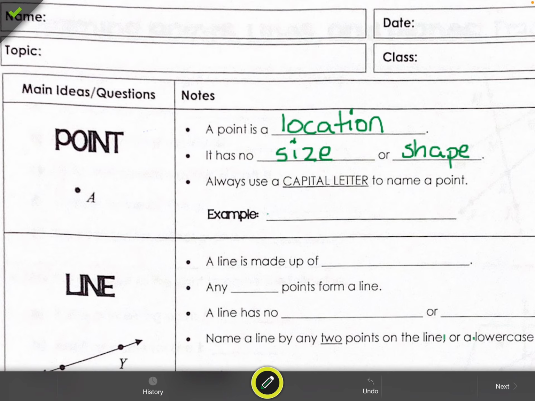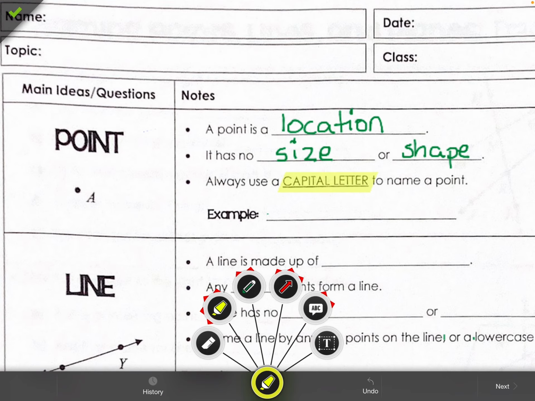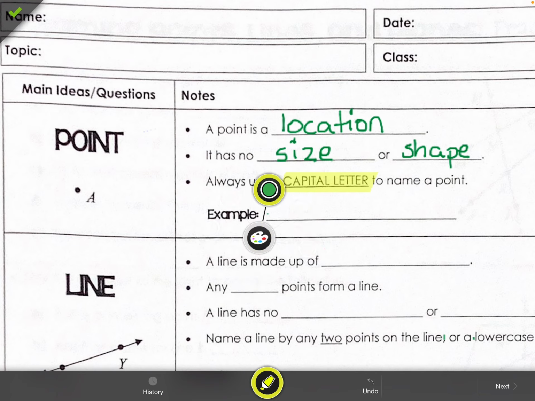To name a point, we always use a capital letter. Always use a capital letter. So again, if we look to the left, we see that point there, and it has a capital A. So to name this, we would call it point A. There is no symbol. You would just write out the word point and then capital A.